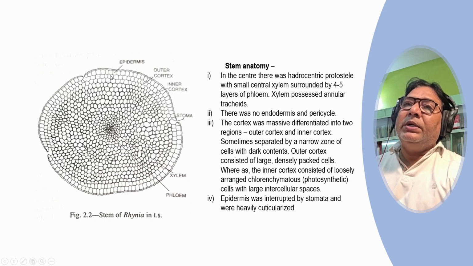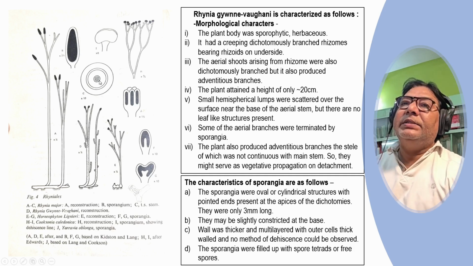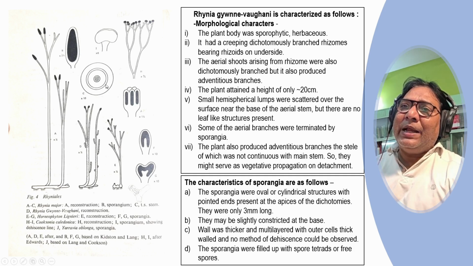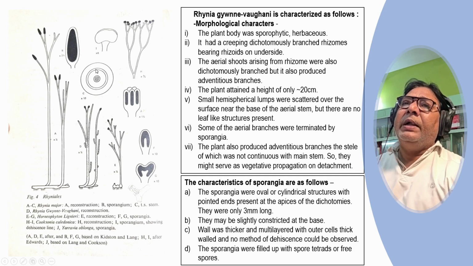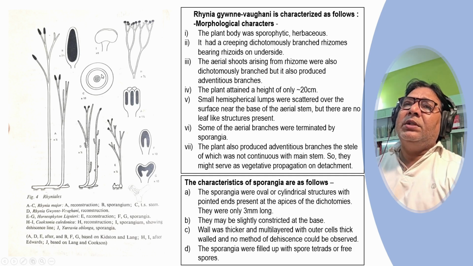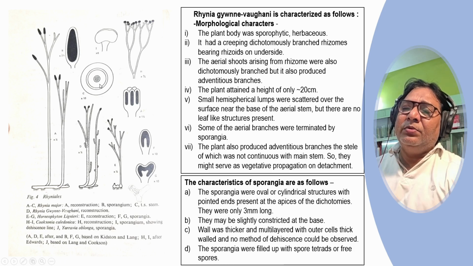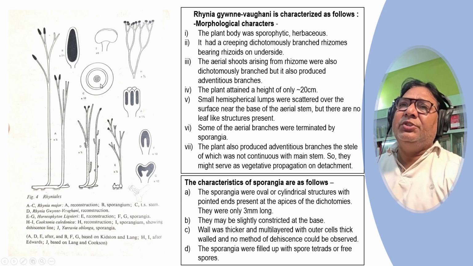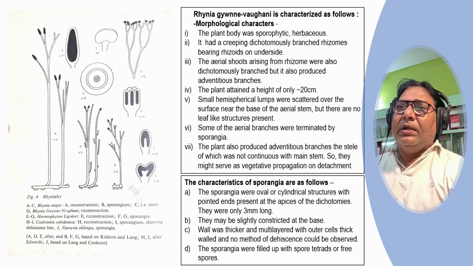There is an outer cortex and an inner cortex. In between them there is a narrow zone of middle cortex, which is not always found but sometimes found, and this is a zone of darkly stained cells. So this demarcates the outer and the inner cortex. The outer cortex is a little bit compact and the inner cortex is loose. The cells of the inner cortex have larger intercellular spaces. Outside, this is the epidermis.